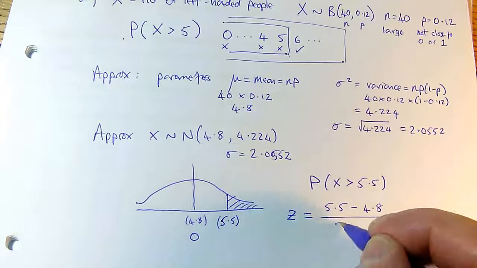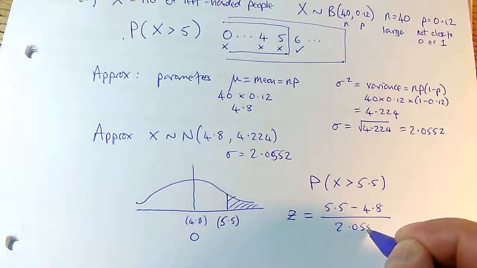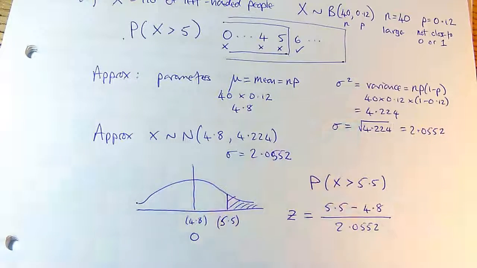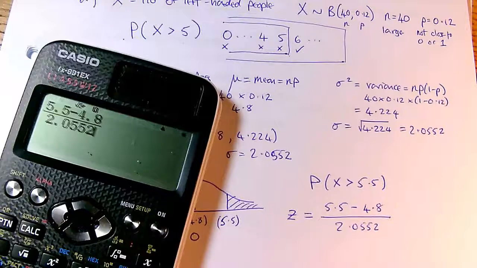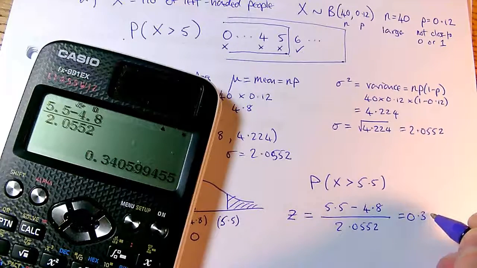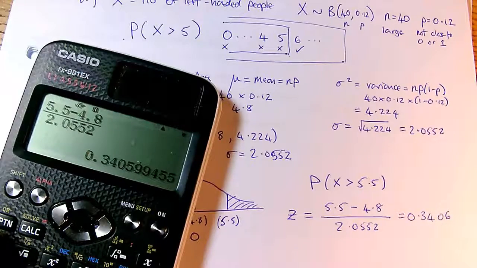I get z by doing the value x minus the mean 4.8, divided by the standard deviation. This is where I need to use 2.0552. If I hadn't recorded it carefully, I might end up using my sigma squared. I'd lose marks big time. So I've got a z value. There's a calculation. There's the value. So this is a z of 0.3406. Nearest makes no odds.